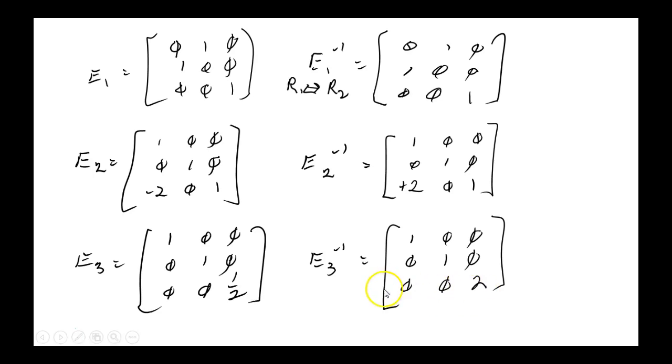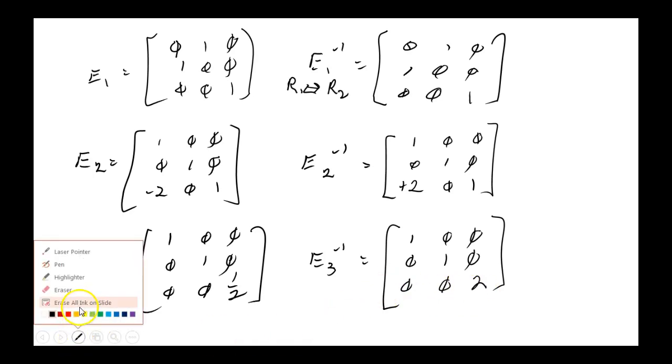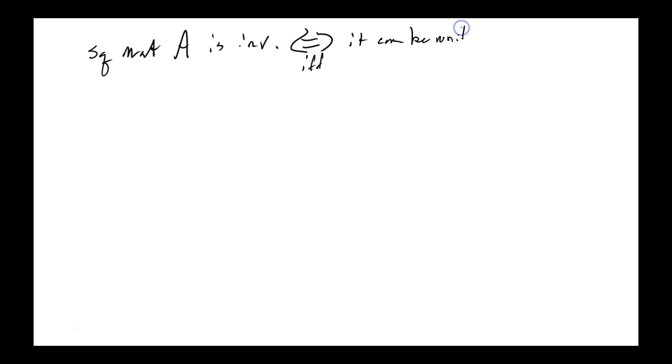theorem 214. Do you need this one anymore? Okay. A square matrix A is invertible if and only if. That symbol represents if and only if. Another one is IFF. Those are just shorthand notations for if and only if. It can be written as a product of elementary matrices.